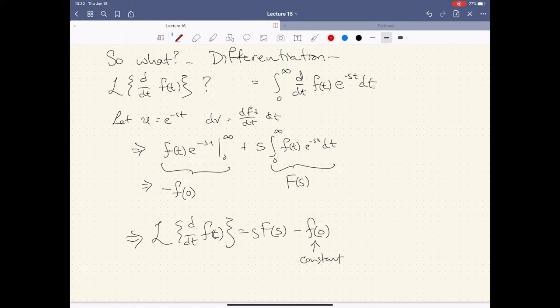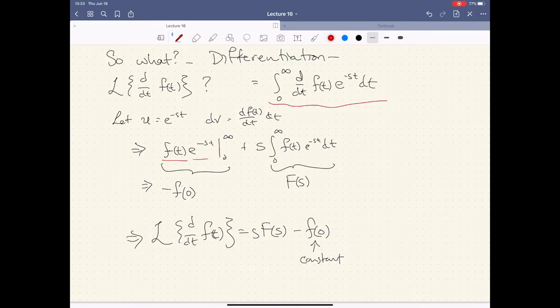Here's why. If I take the Laplace transform of some function, but I'm going to take the derivative of that function first. I'm going to take the derivative of f, and then take its Laplace transform. What happens? Well, I'm going to do integration by parts to solve this. I let u equal e to the minus st, and dv equal the derivative of that function with respect to t. What I end up with is that function, I have my u and my v, because the derivative falls off.